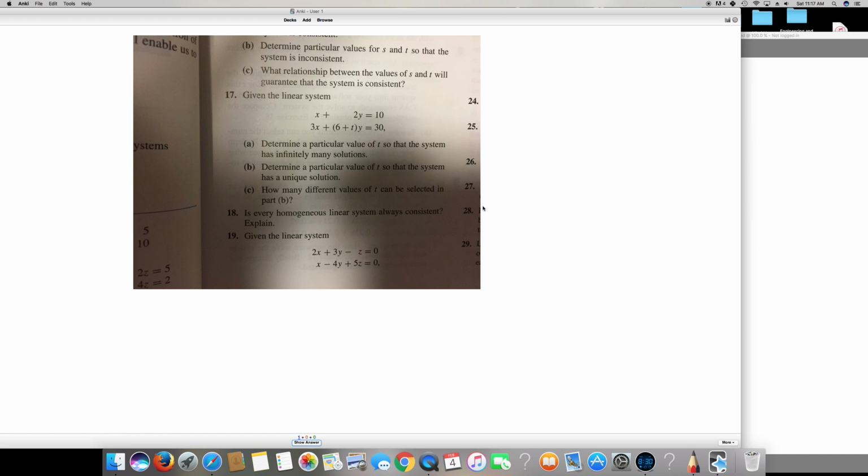So how many different values of t can be selected in part b? It's infinitely many. You can choose any number and it will give you a unique solution except 0.